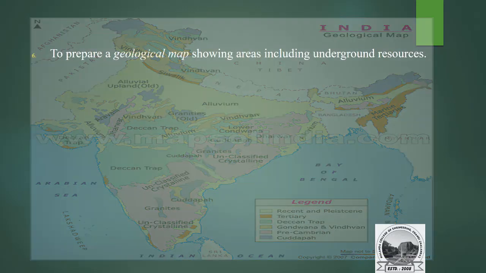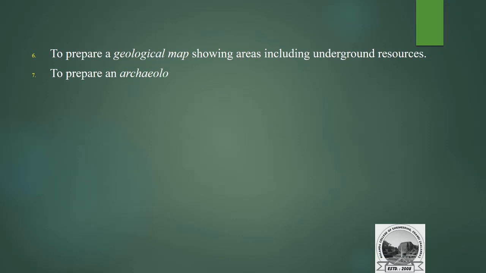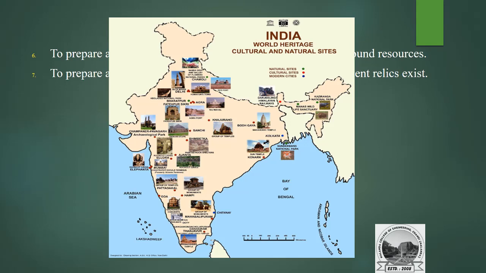So comes to the next point. To prepare an archaeological map including places where ancient villages exist. These are the ancient villages, that is Taj Mahal. This is one of the archaeological maps shown here. So for today, that's it.